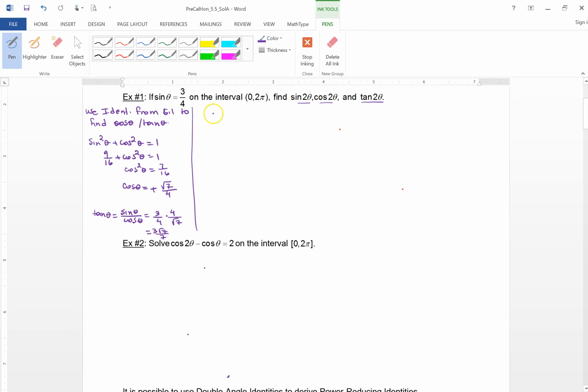So first I'm going to do sine of 2 theta. This is equal to 2 sine theta cosine theta. So this is equal to 2. Sine of theta is 3 over 4. Cosine of theta is root 7 over 4. That means this cancels with this, you have a 2 here. So 3 root 7 over 8. Okay?